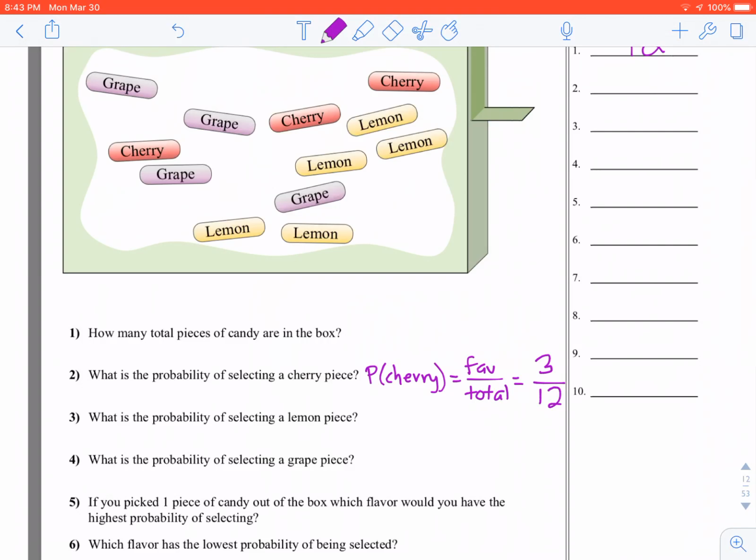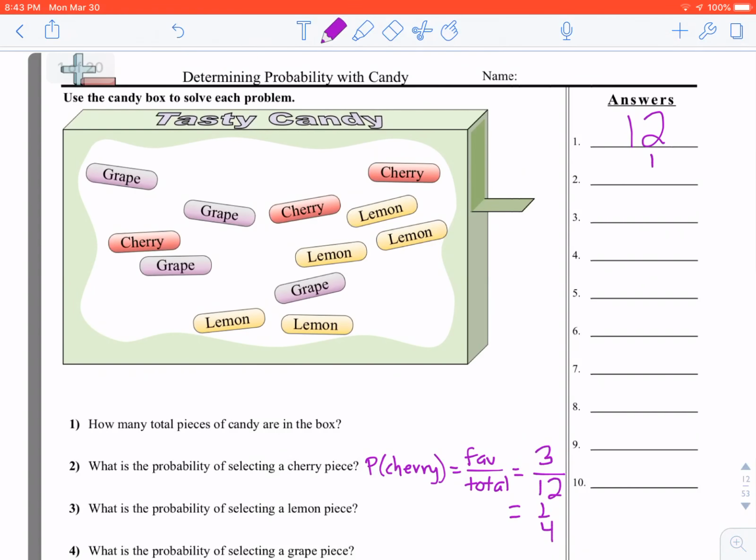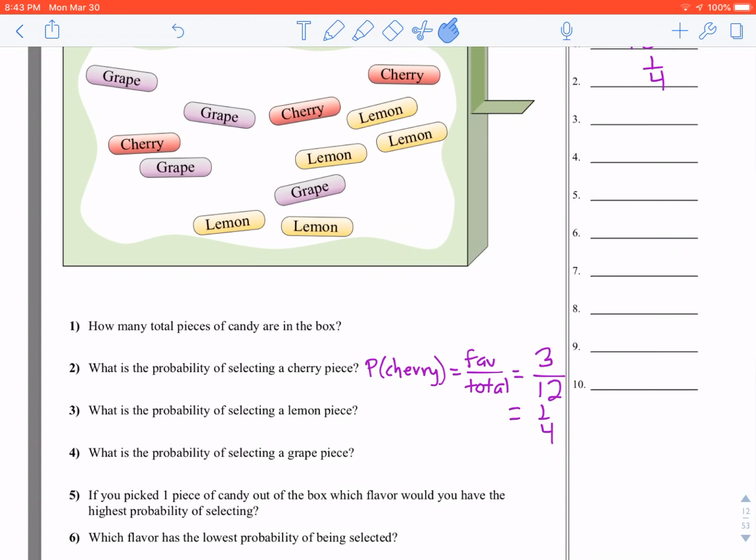Take your calculator. You want to reduce that. So you're typing in 3 divided by 12, math, enter, enter, and it is reducing to 1/4. For number 2, I do want you to post your answer at the top where it says answers. There is a 1/4 chance or a 25% chance of selecting a cherry piece of candy.